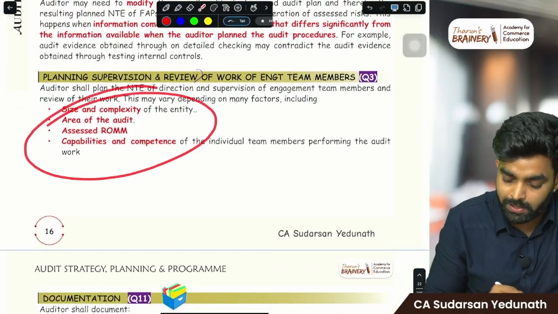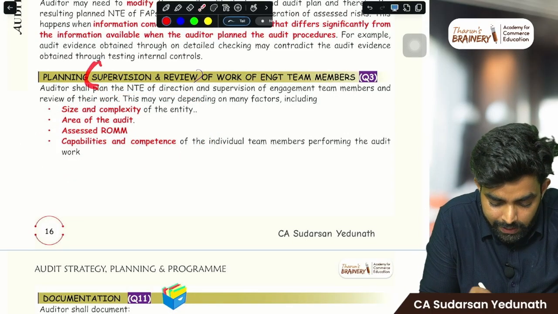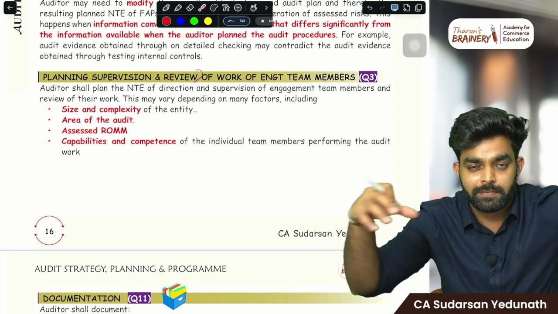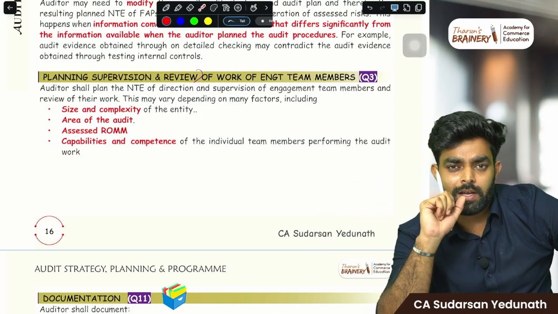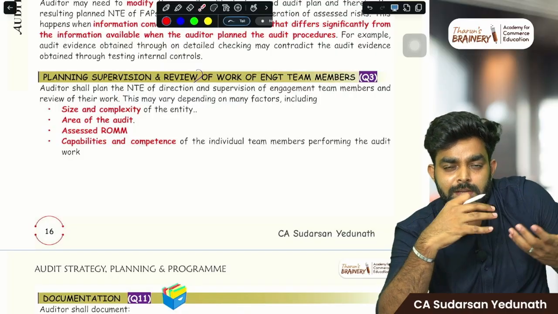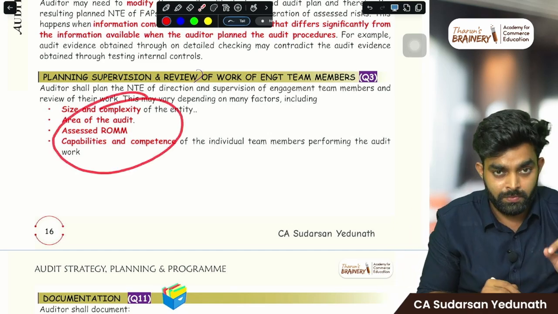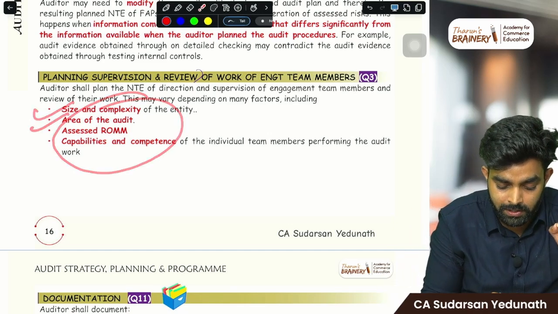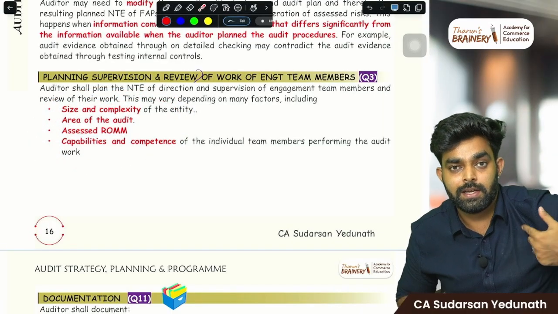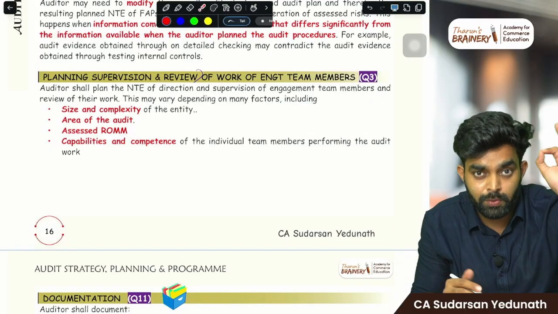Then planning, supervision, review of work of engagement team members. In an audit, we have a team, right? These teams do work every single day. So as an auditor, as an engagement partner, how will I review their work? What are the factors that affect my review? Size and complexity of the entity, area of audit, assessed risk of material misstatement, capability. These are the four factors that may affect my planning of supervising and reviewing their work.